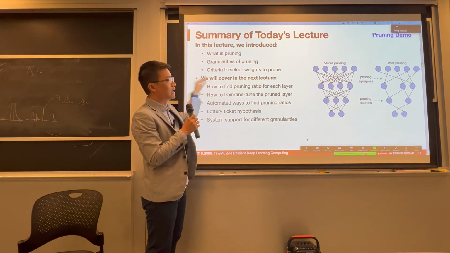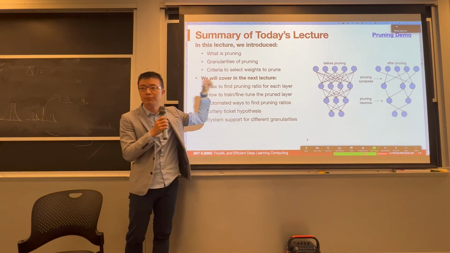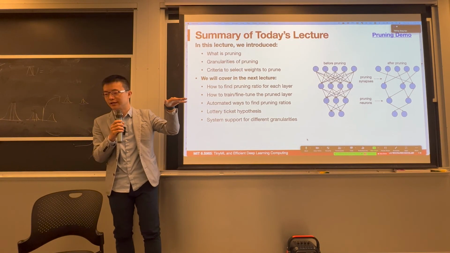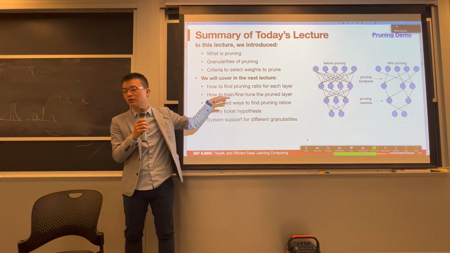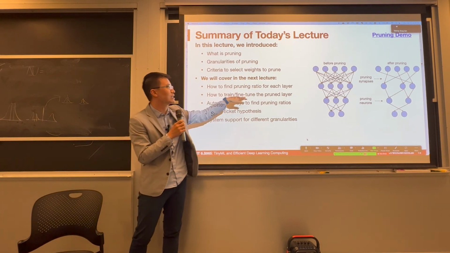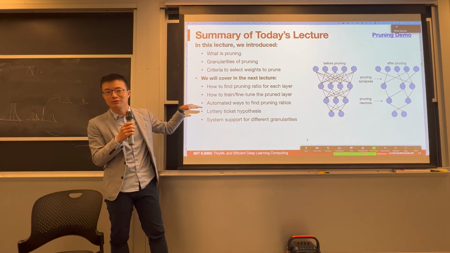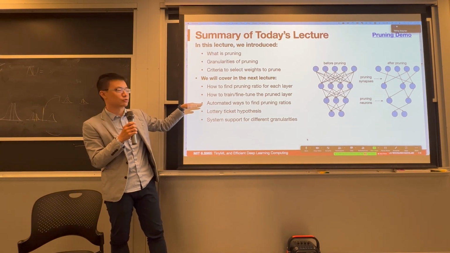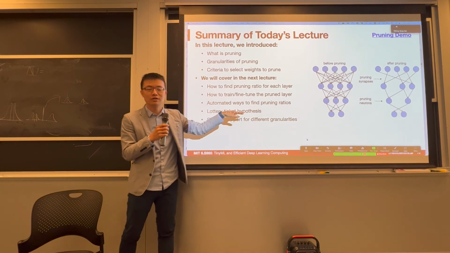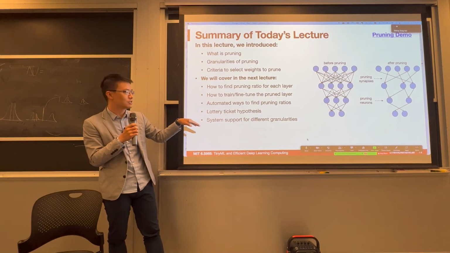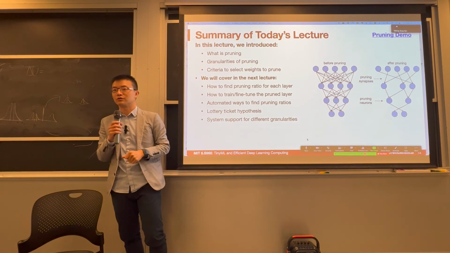In the next lecture, we are going to talk about how to find the best pruning ratio for each layer. Okay. And what are the better approaches? Why do we reduce the learning rate? What are the best practices to fine-tune it? Can we automate this pruning process by using automated pruning, a push-the-button solution? Okay, and we'll talk about some modern research on the lottery ticket hypothesis and also system support for different pruning granularities.